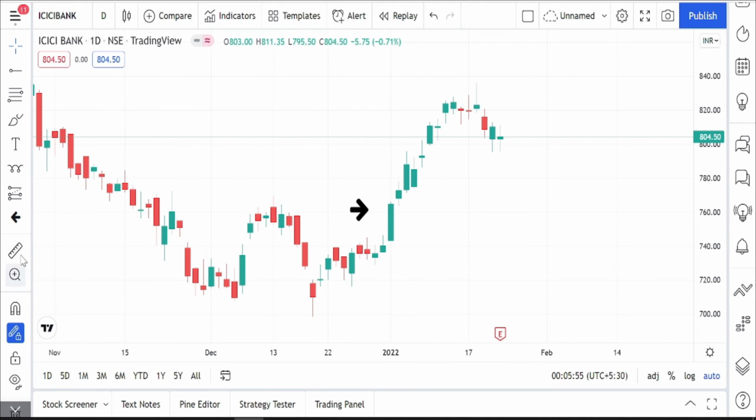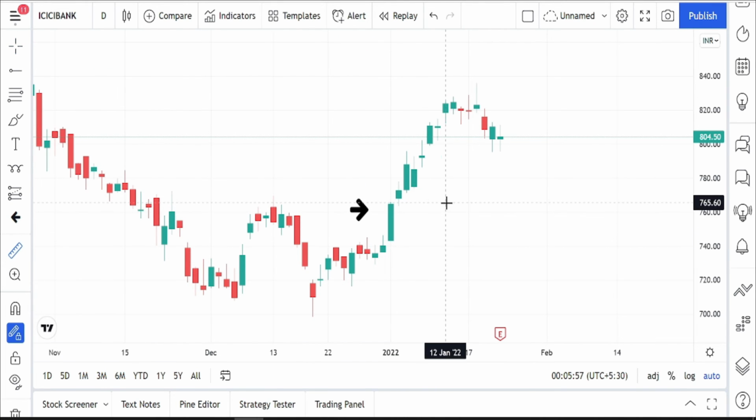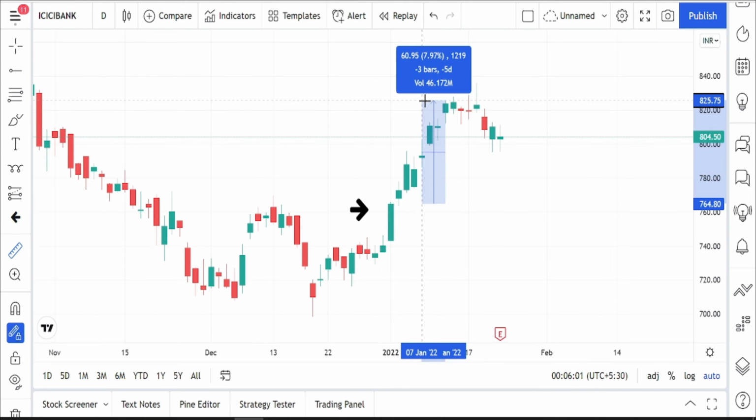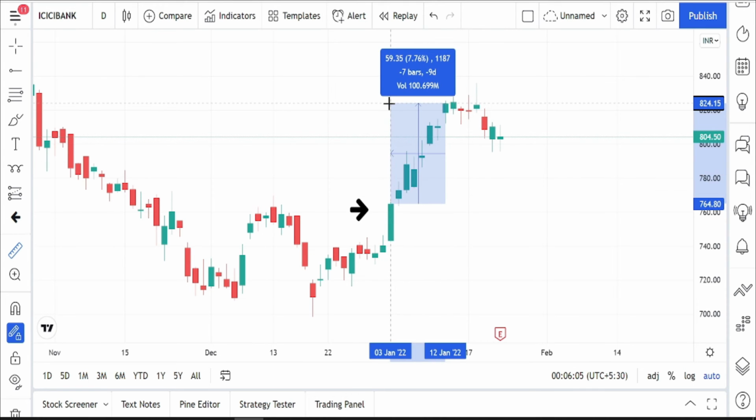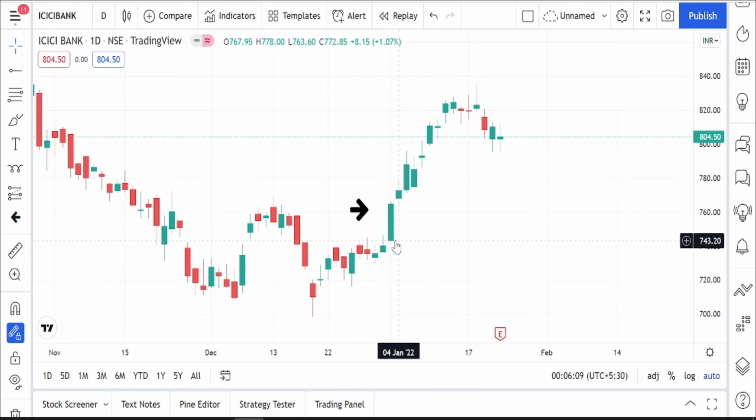Now thereafter, what happened, friends? The stock has moved from here to almost 8% upside, right? So this Marubozu candle has a price movement of 3%, and thereafter we could see almost an 8% up move.